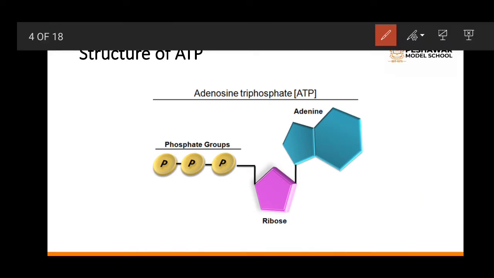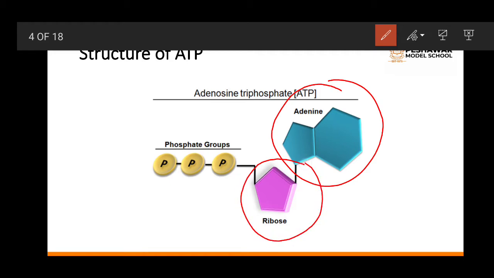So a general ATP contains an adenine and ribose. Adenine is a two ring structure, and ribose is a 5 carbon sugar, and then we have three phosphate groups. The bonds present between the phosphate groups are highly rich in energy.